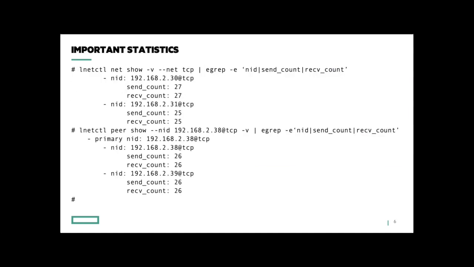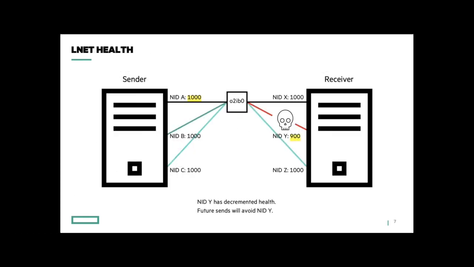LNet maintains tallies of the number of messages that are sent or received to and from both local network interfaces as well as the interfaces of LNet peers. These statistics can be used to demonstrate that interfaces are being utilized in the expected manner. The LNet Health feature assigns a health value for each local network interface and peer network interface. Healthy interfaces are preferred over unhealthy ones when LNet is selecting the source and destination interface for a send.